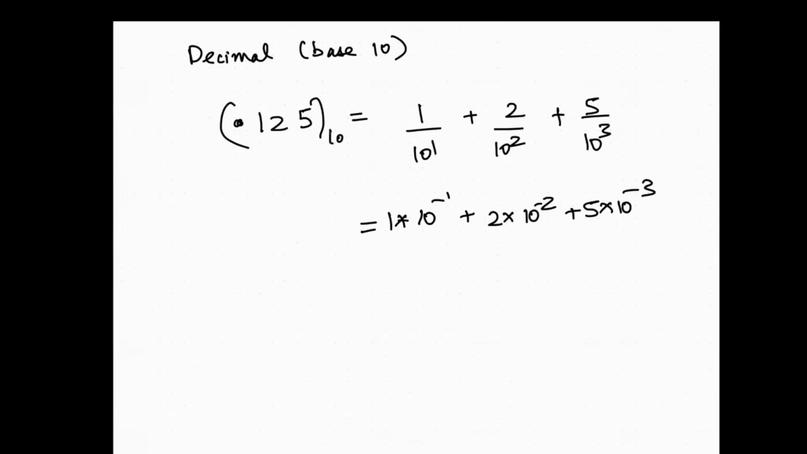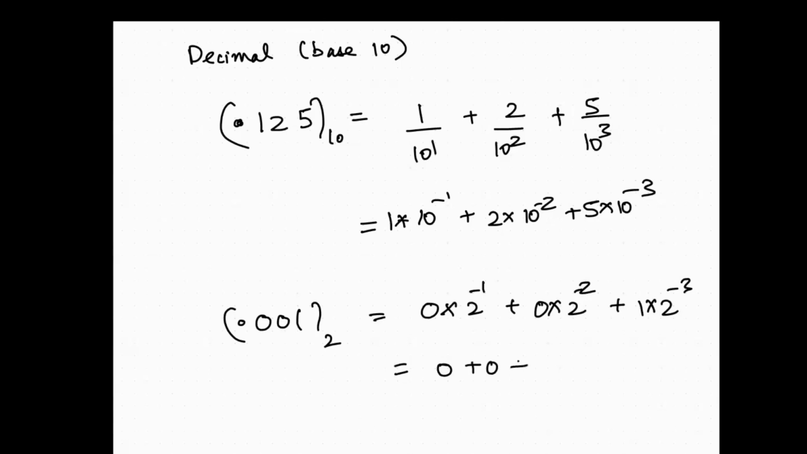So this was 0.125 base 10. This is one convention to write the base. If you write 0.001 base 2, right? This means 0 into 2 to the power minus 1, plus 0 into 2 to the power minus 2, plus 1 into 2 to the power minus 3, equal to 0 plus 0 plus 1 over 8 in base 10, which is 0.125. Right? So thus far, we have not done anything new. We have just looked at what we were doing before when we didn't have decimal points, and we've just extended our conventions. Right? Everyone follows till now?